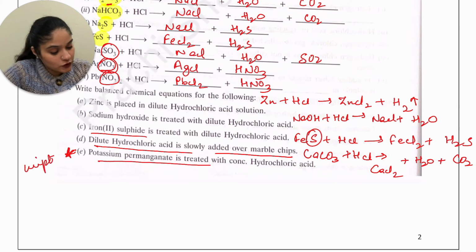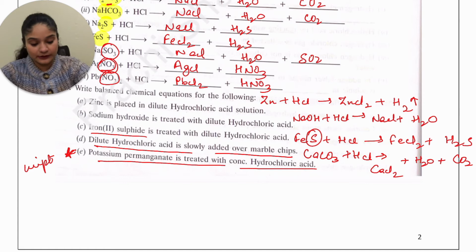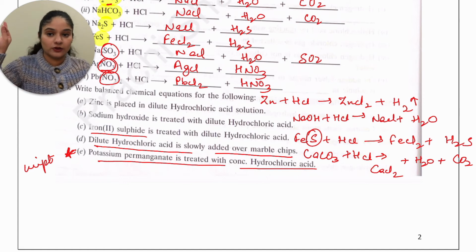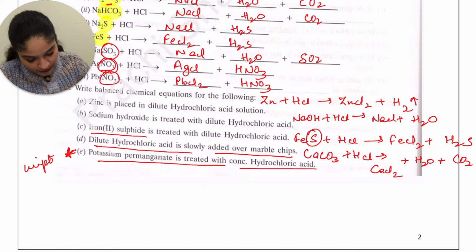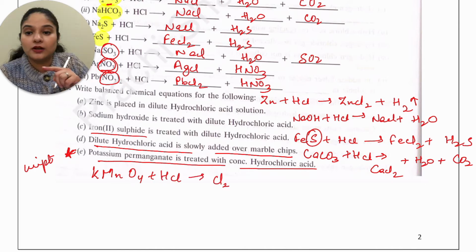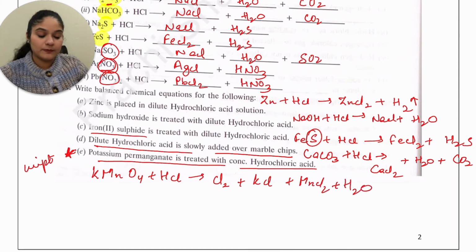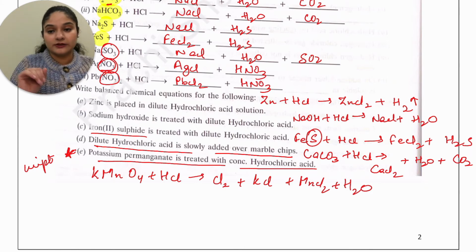Potassium permanganate is treated with concentrated hydrochloric acid. So this is the oxidization equation. All the equations that are given in the book are important. So let me write that: potassium permanganate, KMnO4 plus HCl, which will give you chlorine gas, because when HCl gets oxidized, you always get chlorine gas. You'll get KCl plus MnCl2 plus water will come out. Make sure that you try the equation balancing on your own.